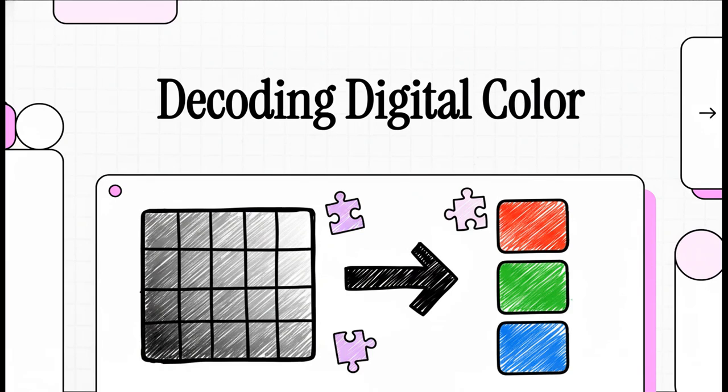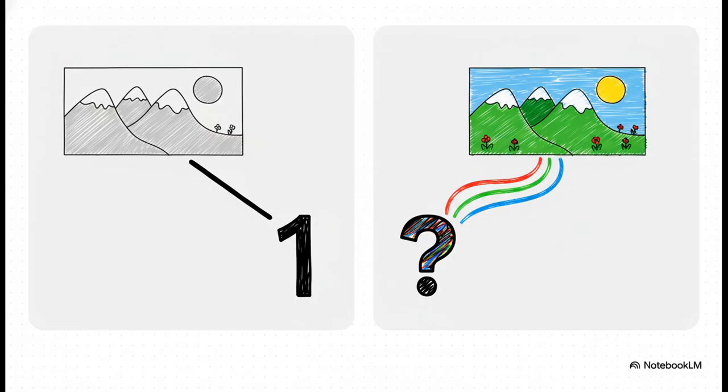All right, so we know a computer sees a grayscale image as just a big grid of numbers, right? A matrix, where every number is just a pixel's brightness. But that opens up a whole new puzzle. So if one number handles black and white, how in the world does a computer capture the entire rainbow? How many numbers does it take for just one colored pixel? That's the big question we're going to dig into today.